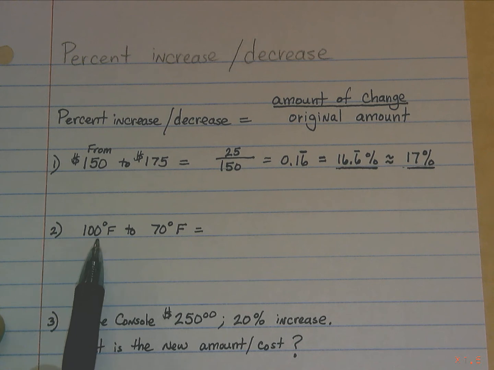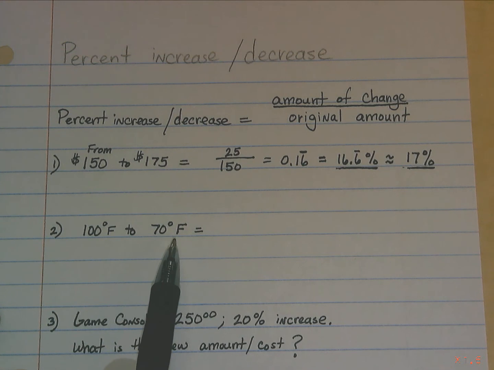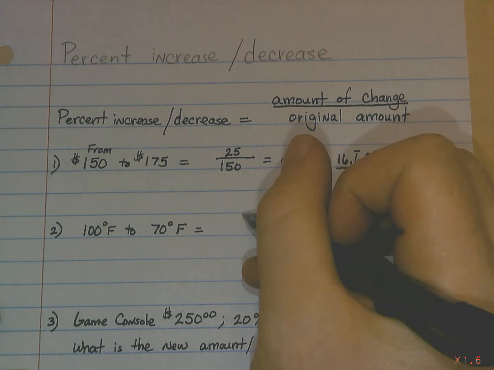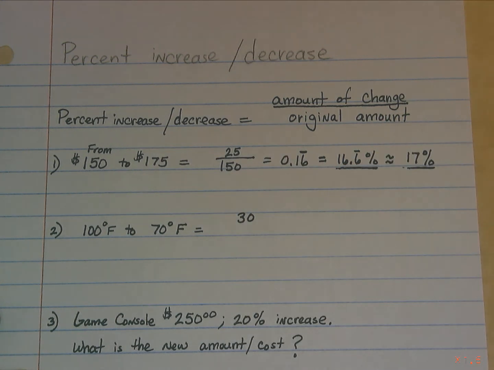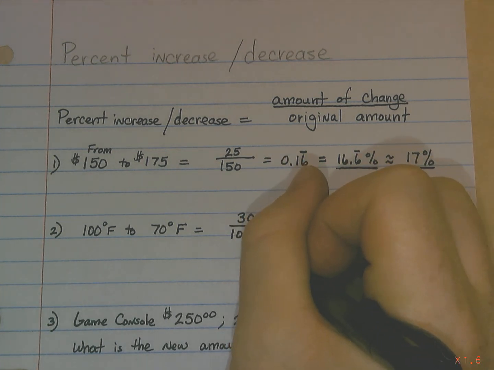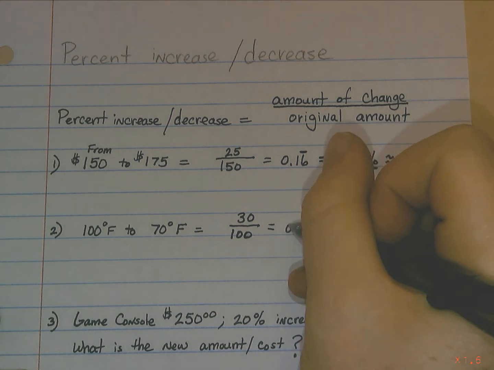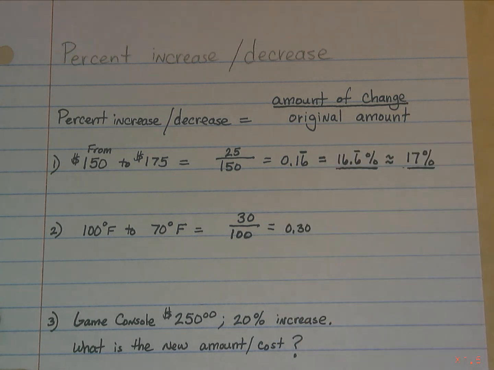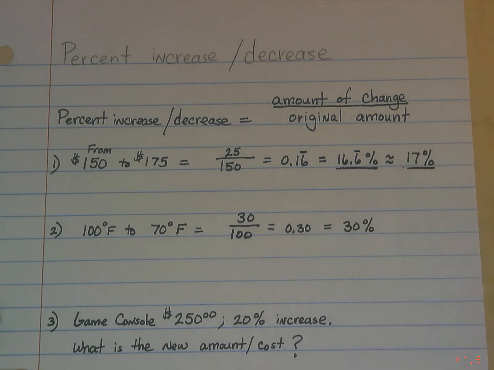All right, so for number 2, let's say it was 100 degrees today, but tomorrow it's going to be 70. So what's the amount of change going to be? 30 degrees, all right? So it's going to be a drop. So it's a drop of 30 degrees. So 30 degrees divided by your original amount. Now if you divide 30 by 100, you should get 0.30. And in this case, that equals 30%. And this is going to be a 30% decrease.